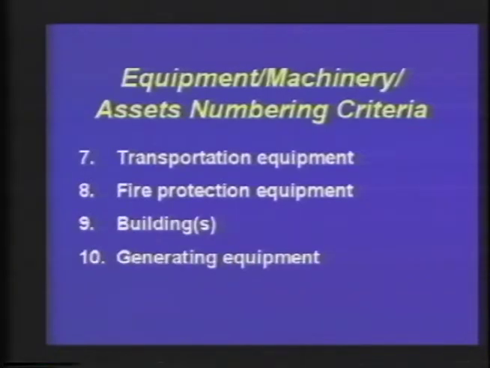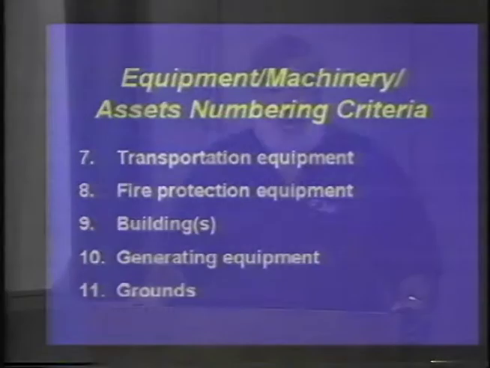10 would be generating equipment, power distribution, and 11 is the grounds, and grounds would include not only grounds from the standpoint of, let's say, grass, shrubbery, and ponds, but also roadways and walkways and anything else, parking lots, that would be an integral part of the grounds. And then again, 12, others based upon developing your own numbering system for your assets.